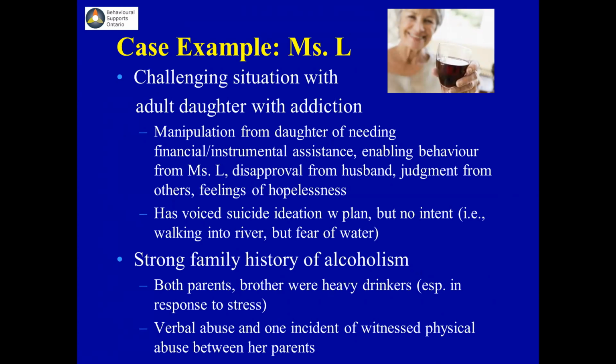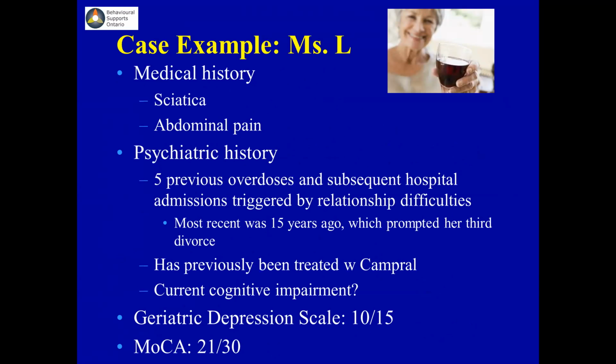When we talked about her family history, she did talk about a strong family history of alcoholism. So both parents were heavy drinkers. Her brother was a heavy drinker, especially in response to stress. So it certainly was shown to her in her upbringing that alcohol is a great way to relieve stress. And so there was some verbal abuse in her childhood, as well as one incident of witnessed physical abuse between her parents that she found quite upsetting. So she did have a fairly tumultuous childhood. Didn't learn a lot of good coping strategies at that time because she was watching her parents having challenges with coping.